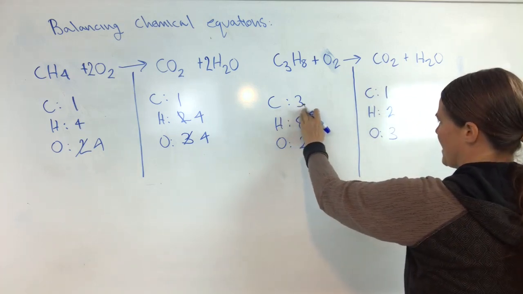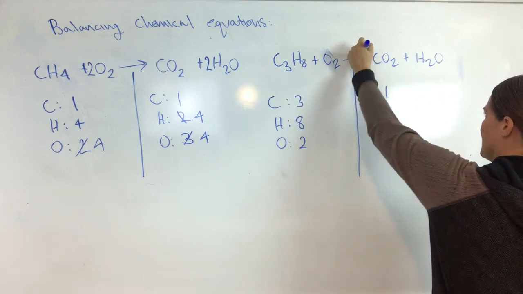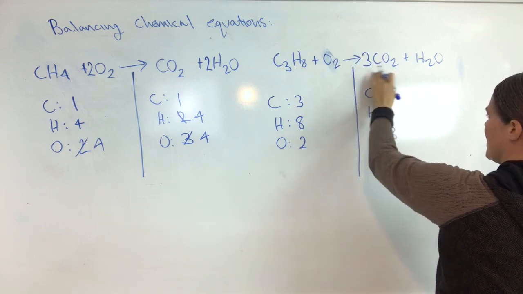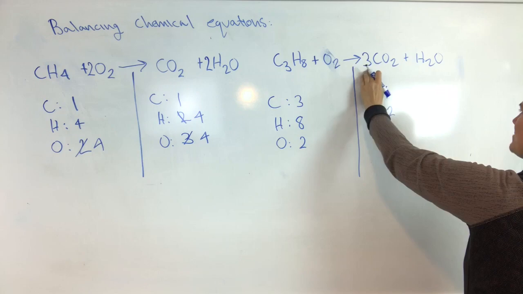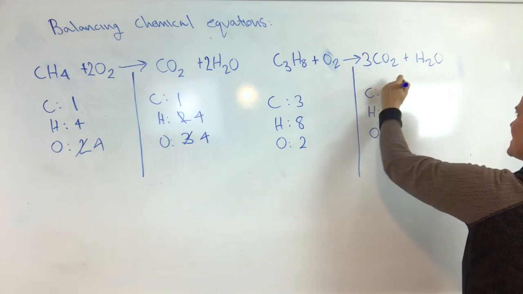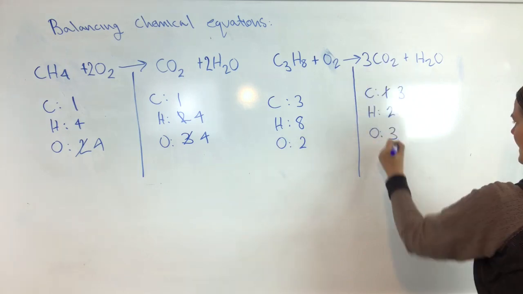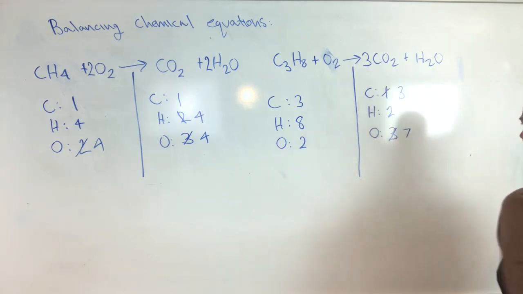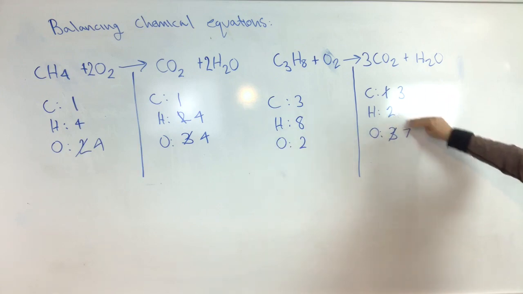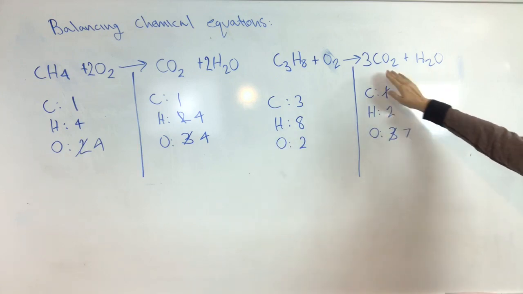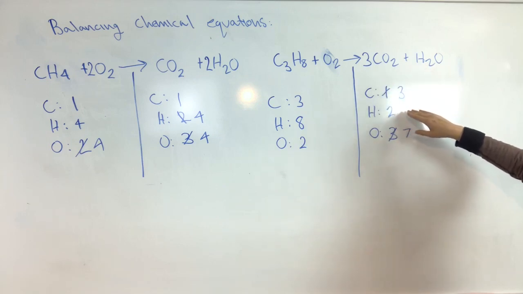So for the carbon, I have 3 carbons here, and I have 1 here. So I need 3. So I'm going to put a 3 in front of the CO2. So now I have 3 CO2s. That means that now I have 3 carbons. And I also changed the number of oxygens. Now I have 7 oxygens. Now what I want to do is balance the hydrogens, because since I have oxygen in 2 of my products, I want to do the oxygen last.